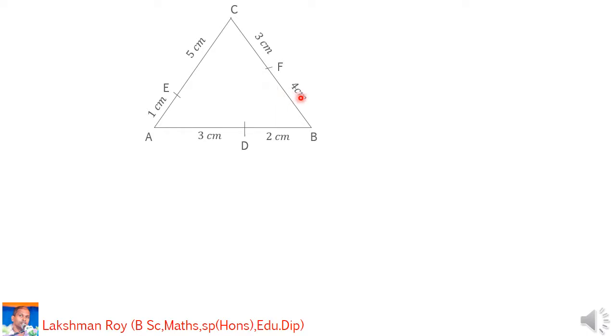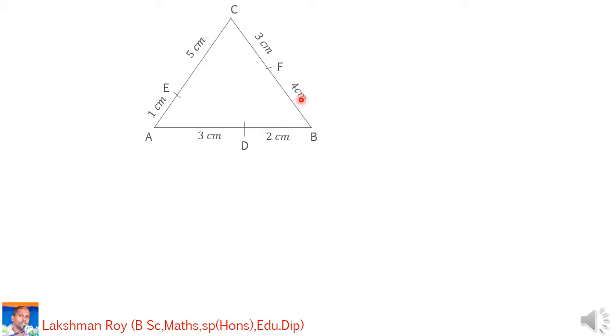Earlier I explained using one straight line segment, student. Now here there are three straight line segments. So now see how to write ratio. You can write ratio using the AB line segment or AC line segment or CB line segment.